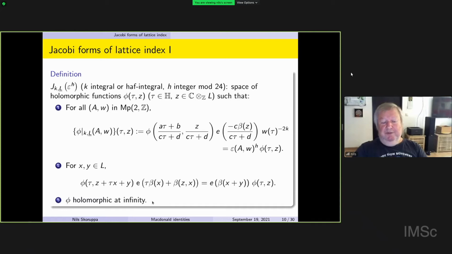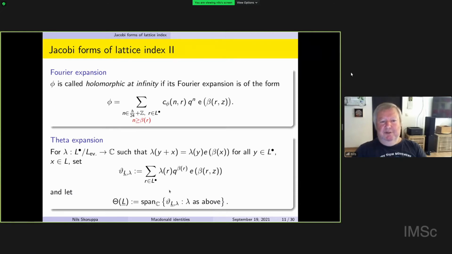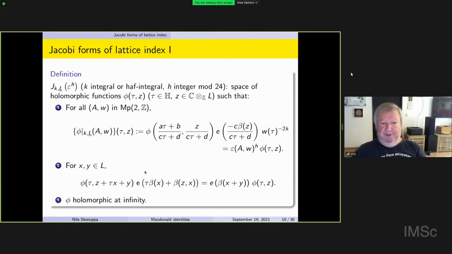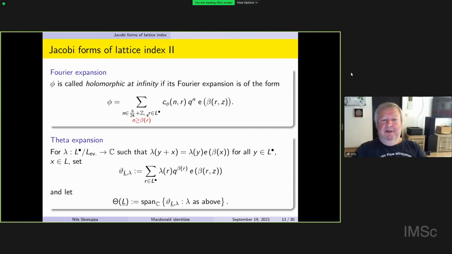Okay, and the third condition is that phi is holomorphic at infinity. What does this mean? Well, that means the following. If we take a function as I just put it here, which satisfies these conditions 1 and 2, this modular property and this quasi-periodicity, then this function has a Fourier expansion, of course. And I put it here; ignore this red thing.